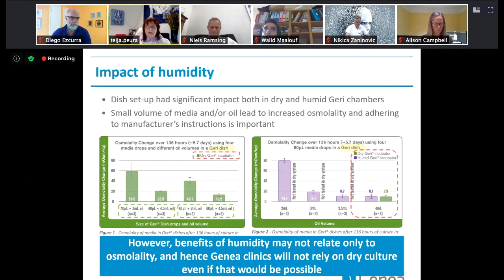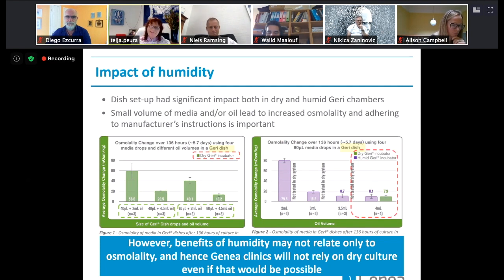And then if looking only at the Cherry dishes, again, there are various different scenarios trying different volumes of media, volumes of oil, using either dry or humid Cherry. And at this point, we were still trying to find conditions where we would be able to actually culture embryos in a dry Cherry incubator without actually affecting the osmolality. And I think that we got very close to it.